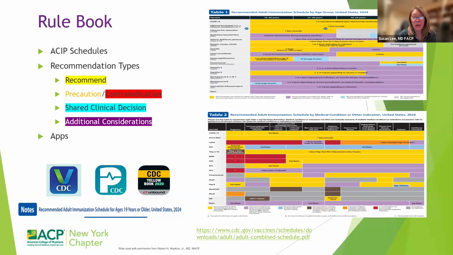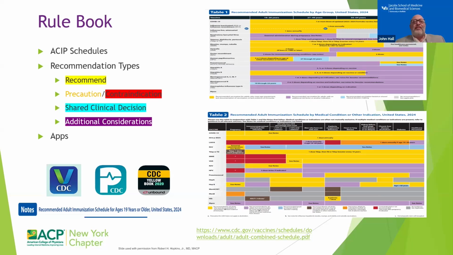Some of the resources that are available, and I know, Lou, you mentioned that you use this ACIP schedule. I know personally I've used this Pneumovax app by the CDC. I just wanted to make people aware that the schedules have been really much easier to read. They are color-coded, and they are presented in a very easy way to read and understand. It allows for shared clinical decision-making as well as other considerations. So really take a look at the CDC website and the ACIP website as well.